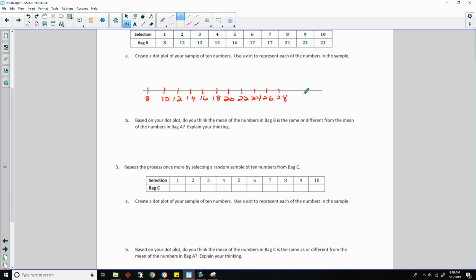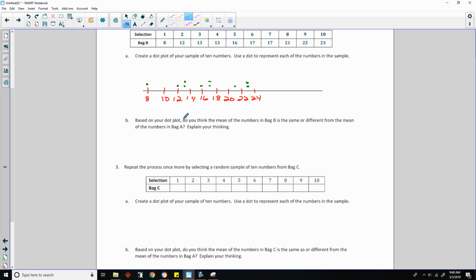And I guess that's far enough. I only really had to go to 23, so if I erase these, that'd be far enough right there. All right, so let's make a dot plot. The first draw was an 8, and then a 12, and then a 13, which is halfway between 12 and 14, and there were 2 of them, and then a 16, and then a 17, and there were 2 of them, and then a 21, and then a 23, and there were 2 of them. So there's my dot plot for my bag B draw.